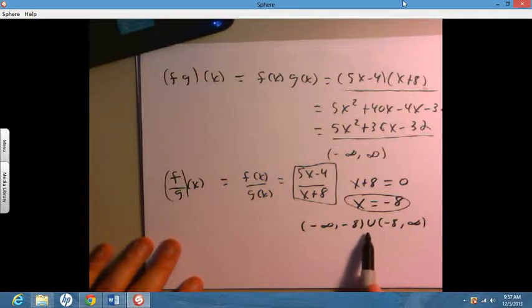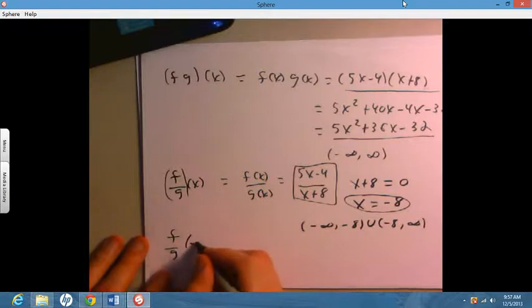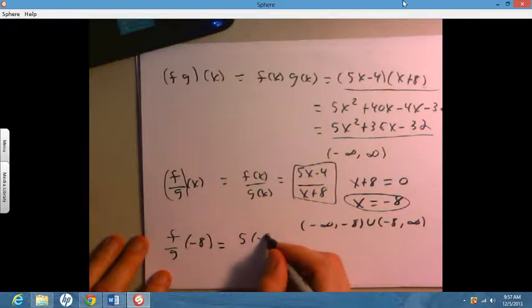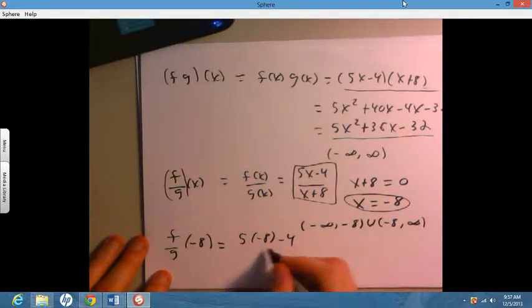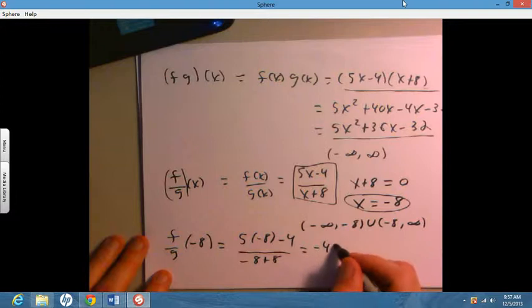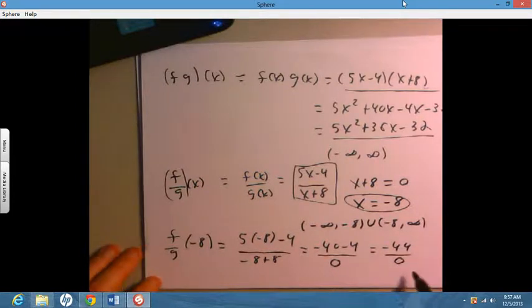And that's our domain. And if we do f of g of negative 8 to see what would happen, this would be 5 times negative 8 minus 4 divided by negative 8 plus 8, which would be equal to negative 40 minus 4 divided by 0, which is equal to negative 44 divided by 0, which doesn't make any sense. You can't have 0 in the denominator, right? So it's undefined at negative 8.